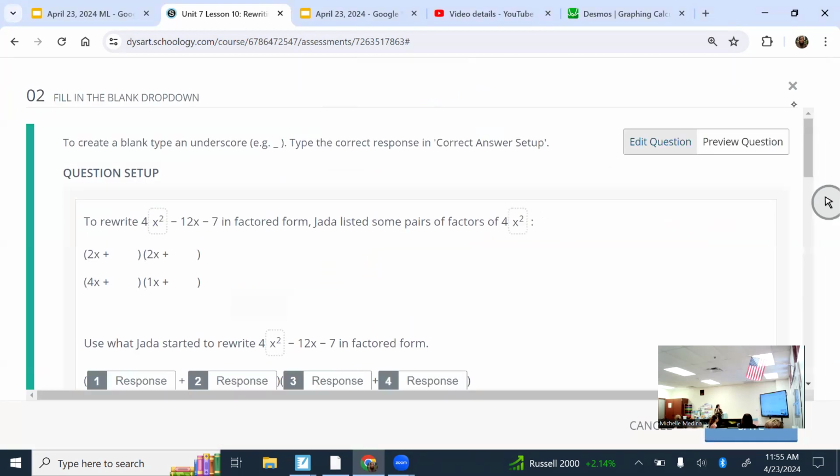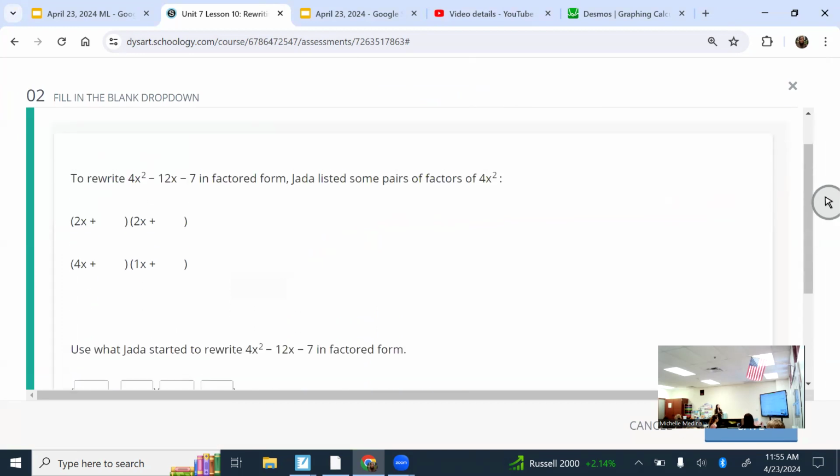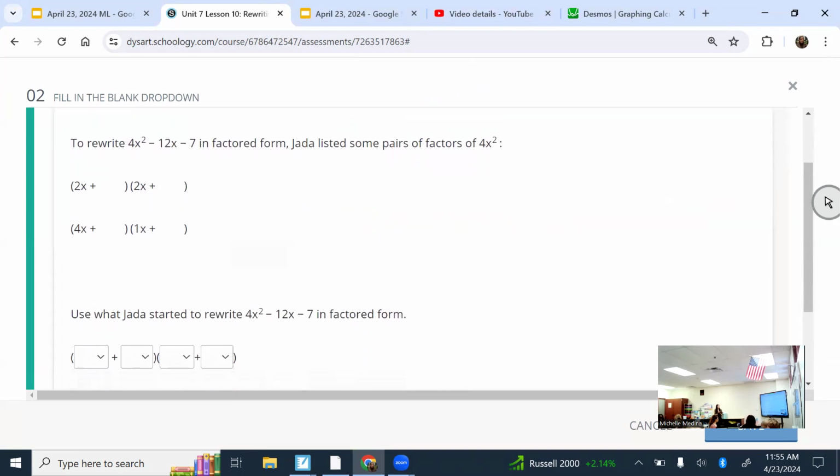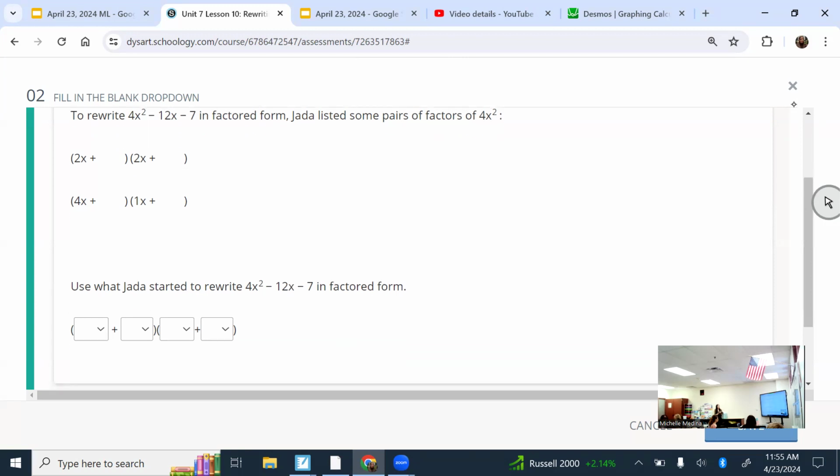Okay. So to rewrite this in factored form, we listed some pairs of factors of 4x squared, and then used what Jada started to rewrite that into factored form. I'm even going to ignore what she did, and I'm just going to factor it, because that's the skill anyway. Our final answer should be what we get when we factor it.